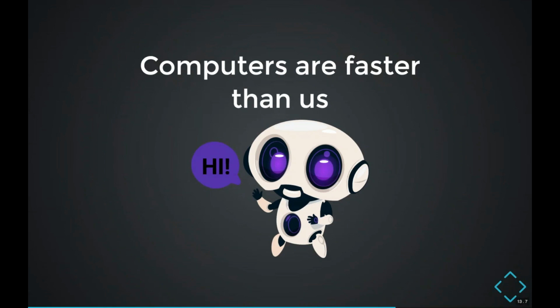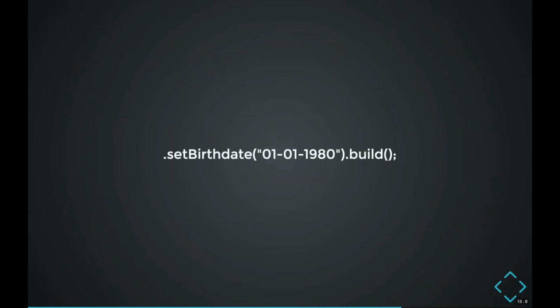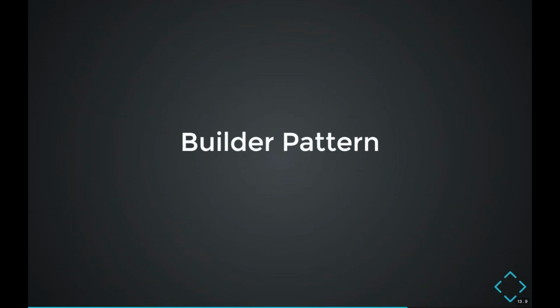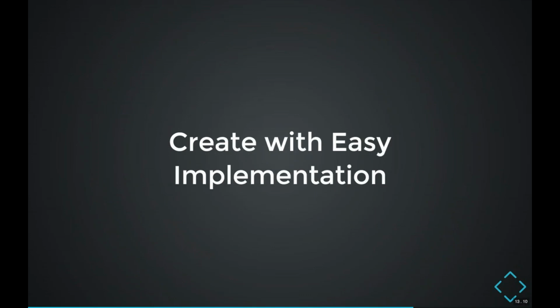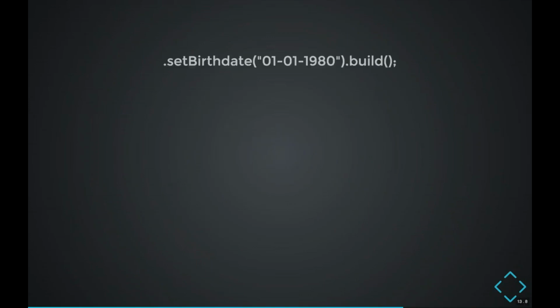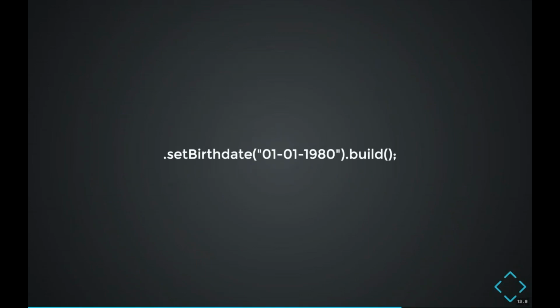A lot to unpack there. And then it goes on to set birth date equal to this value dot build. This is what's known as the builder pattern. The builder pattern allows you to separate the construction of a very complex object from the representation. So essentially, you get to create new objects very easily.